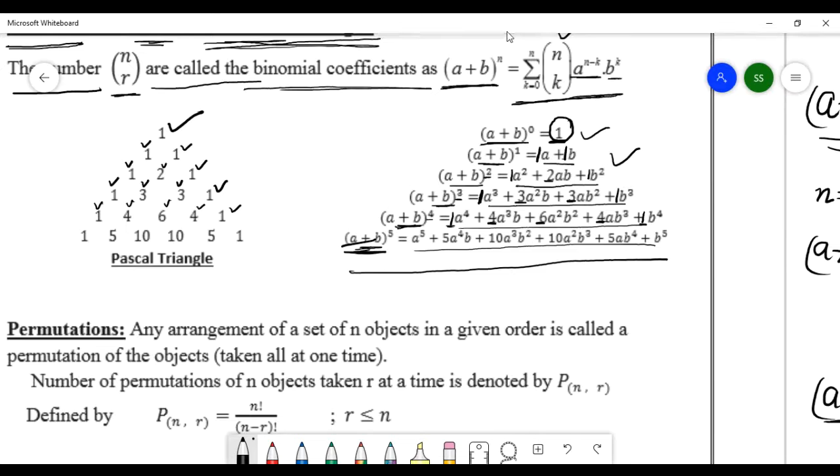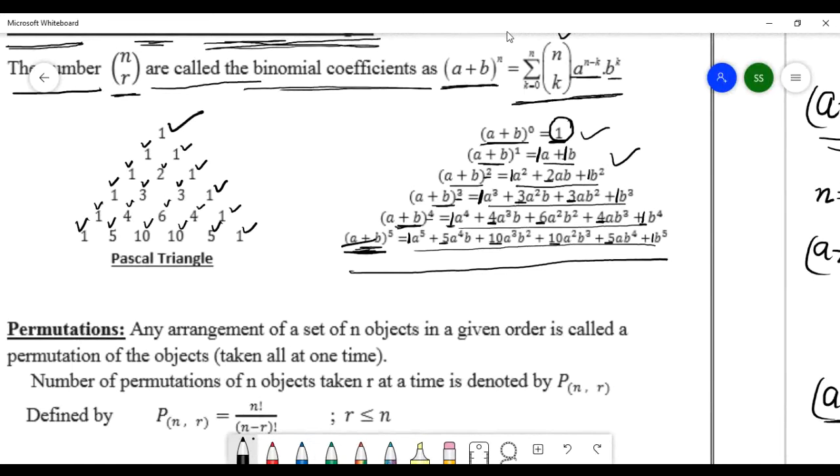Here, (a + b)^5. The coefficients present are 1, 5, 10, 10, 5, 1. So here: 1, 5, 10, 10, 5, 1.